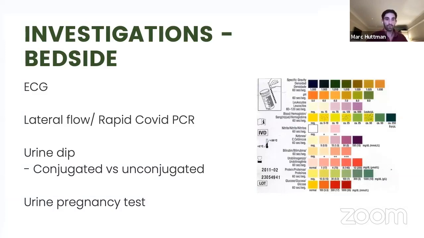So an ECG, you'll want that for everyone. And a lateral flow in these times with a fever, even though it seems unlikely, they may have that at the same time. Especially for procedures where they might need intubating or at least an LMA or something, you'll need to make sure they're negative. You can do a urine dip, and in this case, you can look for conjugated versus unconjugated bilirubin, which will help you determine whether it's prehepatic or posthepatic jaundice, and a urinary pregnancy test as well, especially if they're going for theatre.